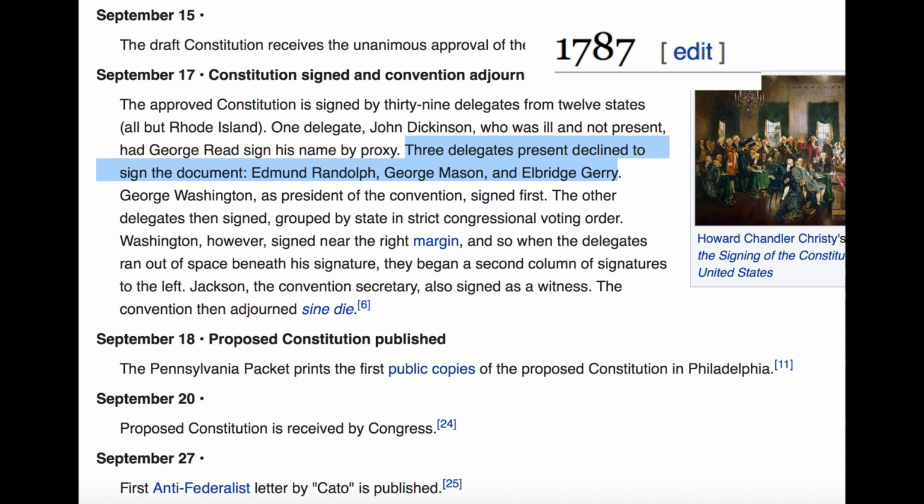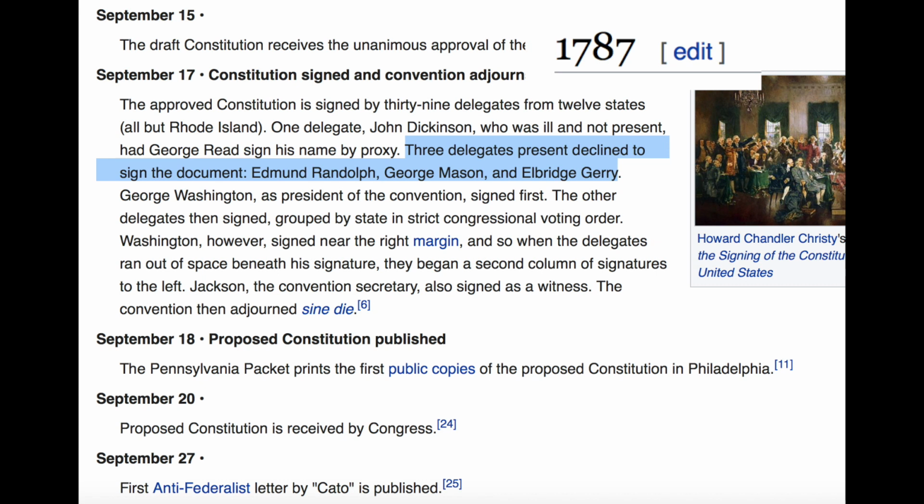Three delegates present declined to sign the document: Edmund Randolph, George Mason, a very great man, and Elbridge Gerry. These are all guys that you should look into. You should read their papers, you should read their work, and you should look into why they didn't sign this document. I actually talk about George Mason in my anti-federalist videos. Everything else is not necessary. That's pretty much the point I want to make from September 17th.